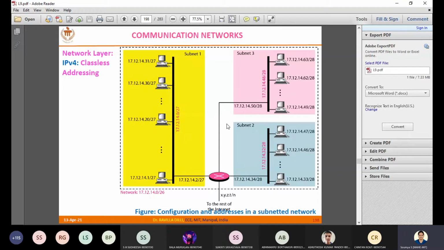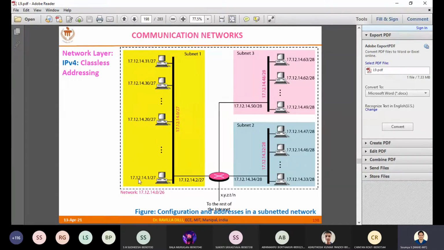Now this is again classless addressing. This is configuration and addresses in a subnetted net. If you recall what we had done earlier, we have already seen something like a subnet. In this subnet one that is colored in yellow, you see the first address is 17.12.14.31/27, and then, sorry, it actually starts from the bottom.